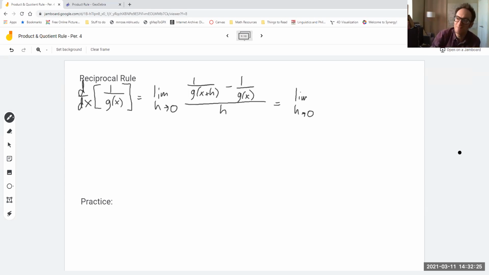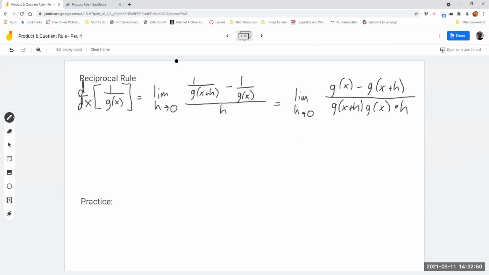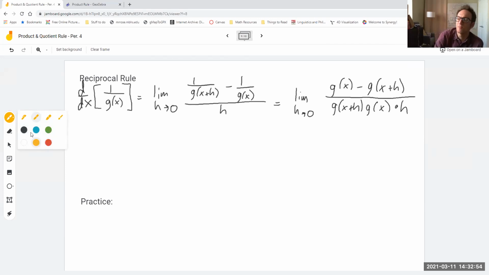All right, yeah, sure, we can do that. So what do we get? We get g of x minus g of x plus h, all over g of x plus h times g of x, and then that whole thing is over h. So, okay, becoming like an expert on limits and algebra and stuff, I'm just going to do this all in one step. Follow? And now we should start to kind of see something. Do you see something? What is that numerator?